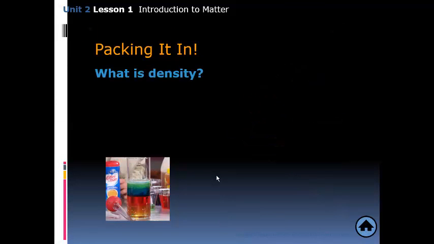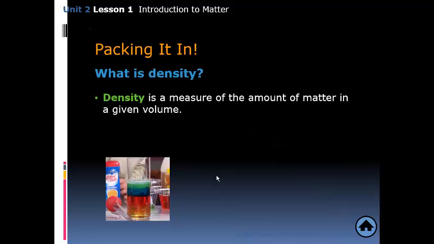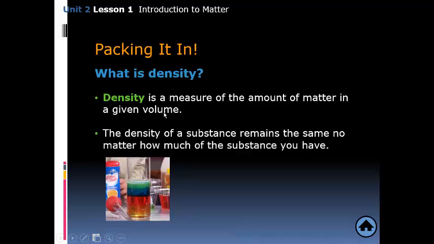Packing it in. What is density? Density is a measure of the amount of matter in a given volume. So now you see we're putting together the two things we've just learned. We're putting together matter and volume, so mass and volume. The density of a substance remains the same no matter how much of that substance you have. If you have half a cup of honey or 3 cups of honey, the density of honey is going to be the same.